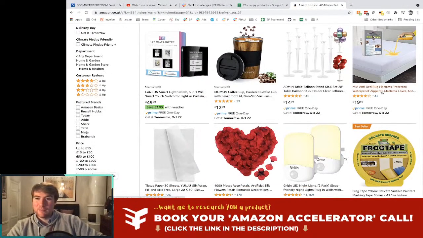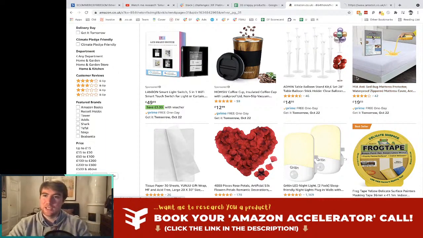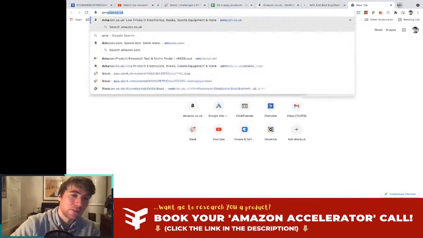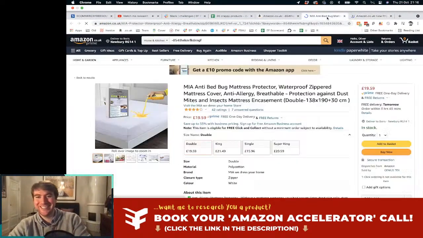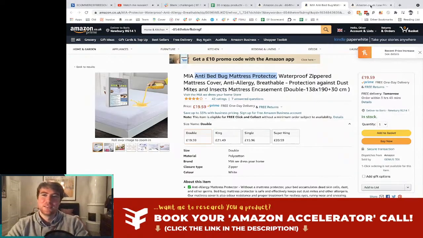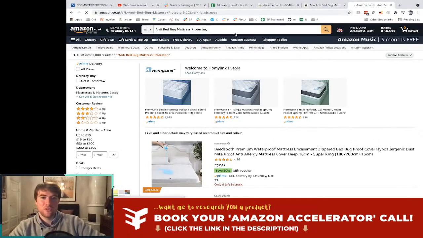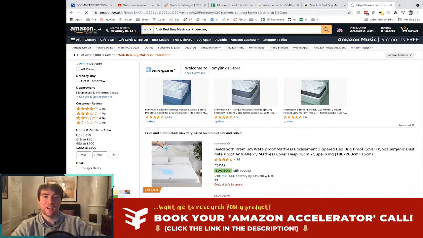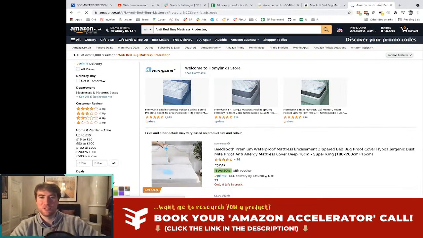Let's keep going. Anti-bed bug mattress protector. Wow, that sounds like a fun product, doesn't it? Glamorous. Very glamorous. Anti-bed bug mattress protector. If it sells, then I'll sell it. Simple as that, right? It doesn't have to be the most exciting thing in the world.